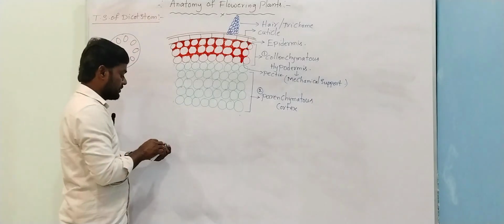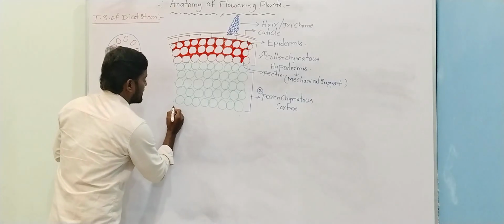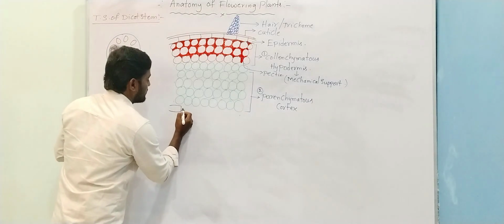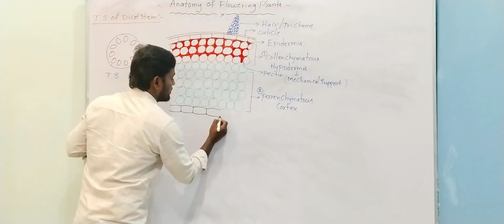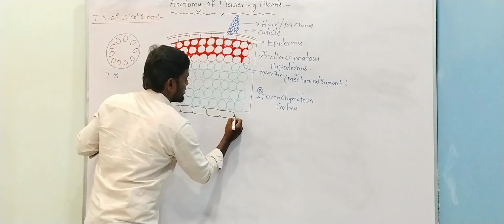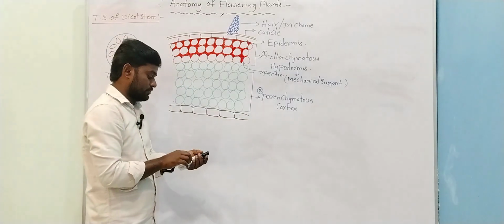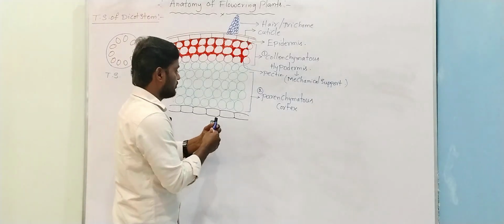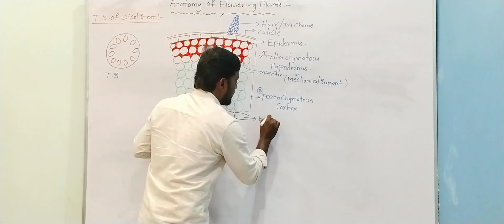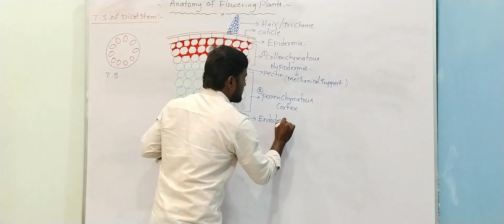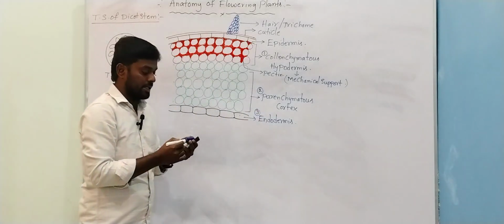And next, the inner layer of the cortex. Here some little barrel-shaped cells are present without intercellular spaces. This layer is called endodermis. Only a single layer, and this layer is called endodermis. So this is the third layer of the dicot stem.